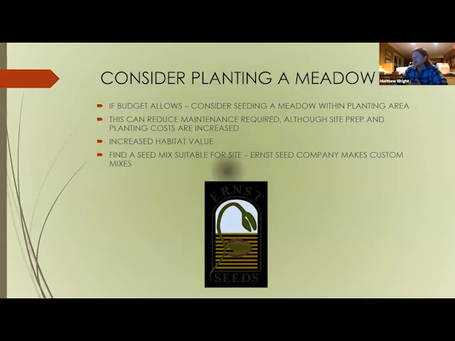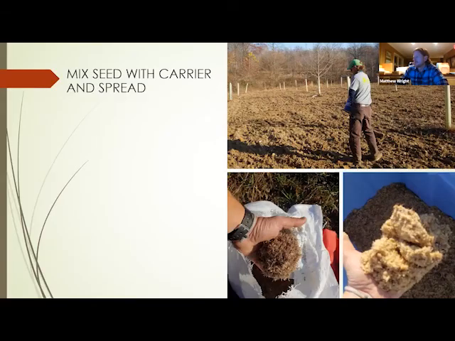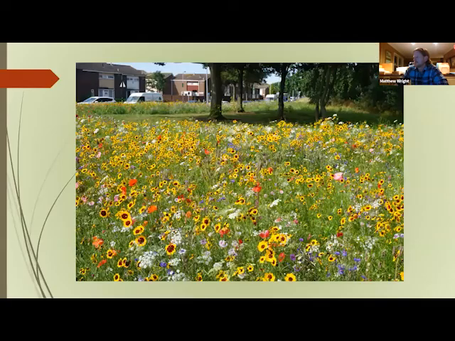Consider planting a meadow if you have the space. I'll go through this real quick because this is kind of extra. If you want to, you can do site prep and seed for wildflowers, pollinator meadows, stuff like that. You basically just do site prepping, seeding, and rolling. Hopefully you end up with something like that.